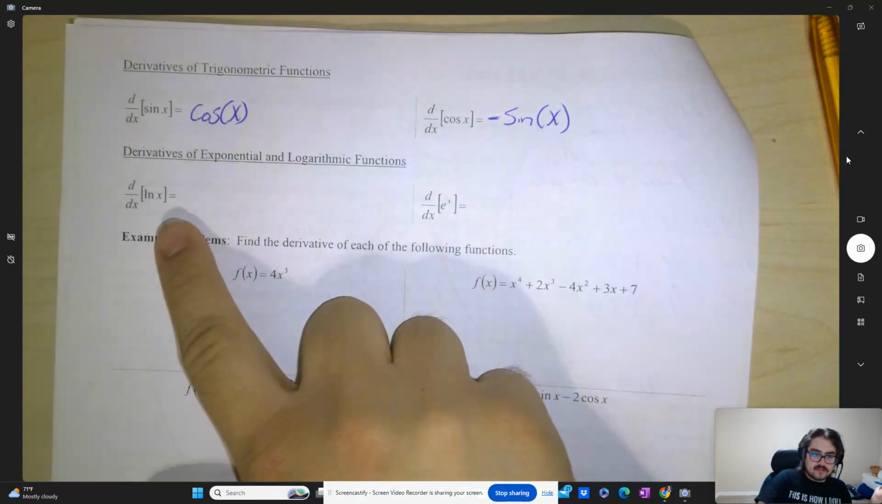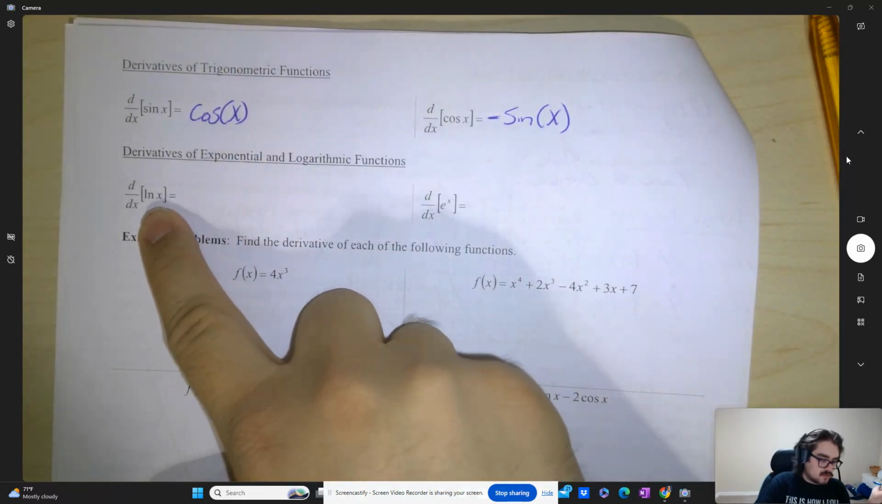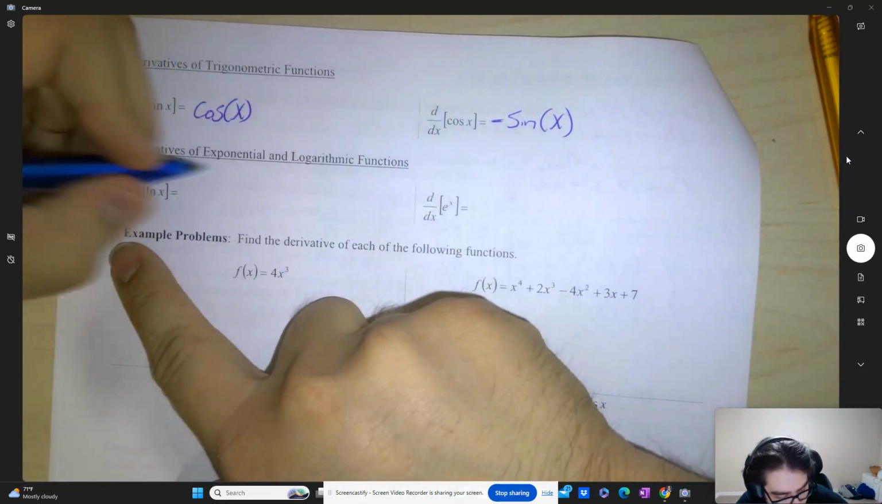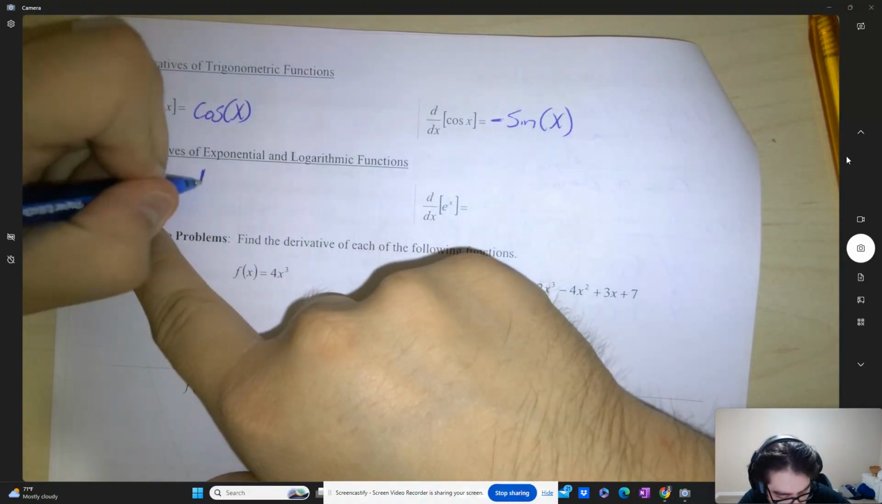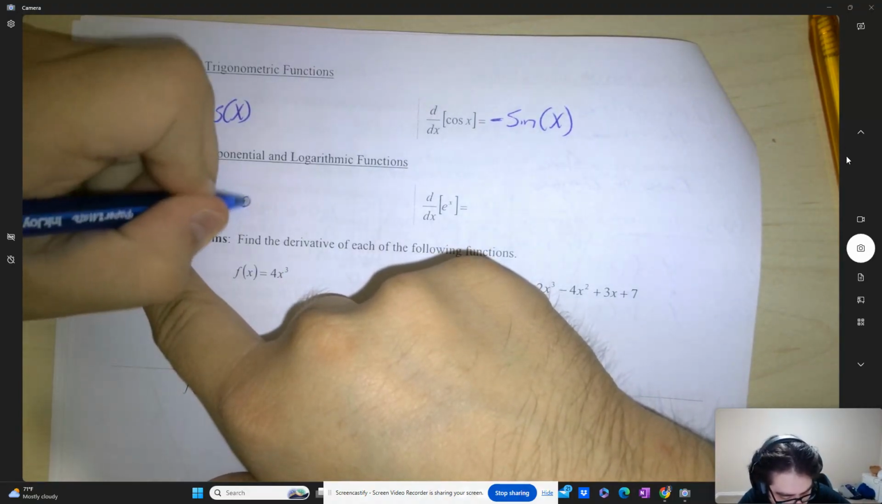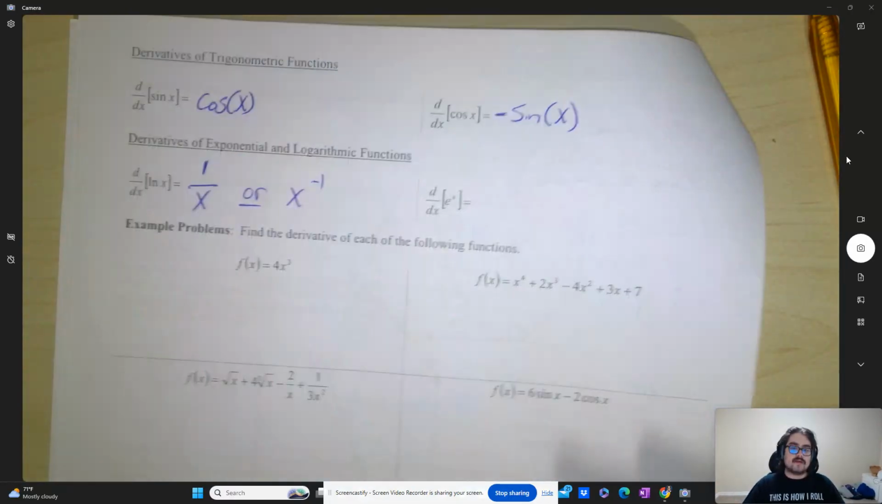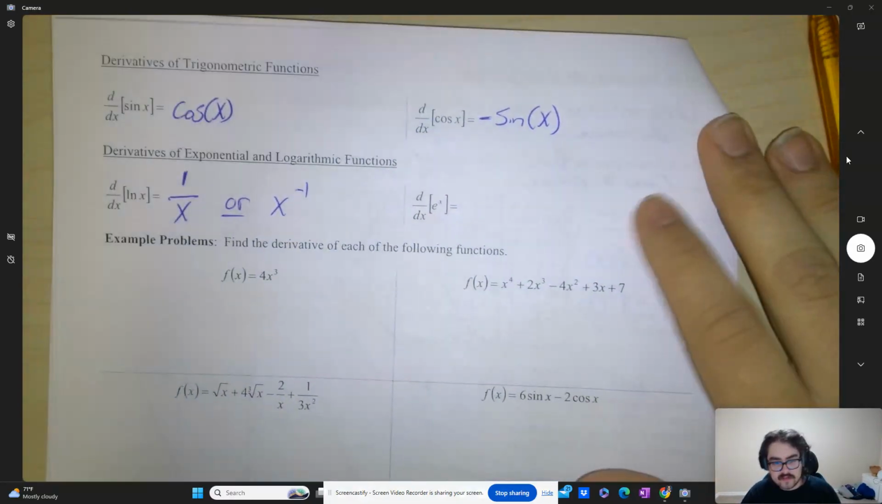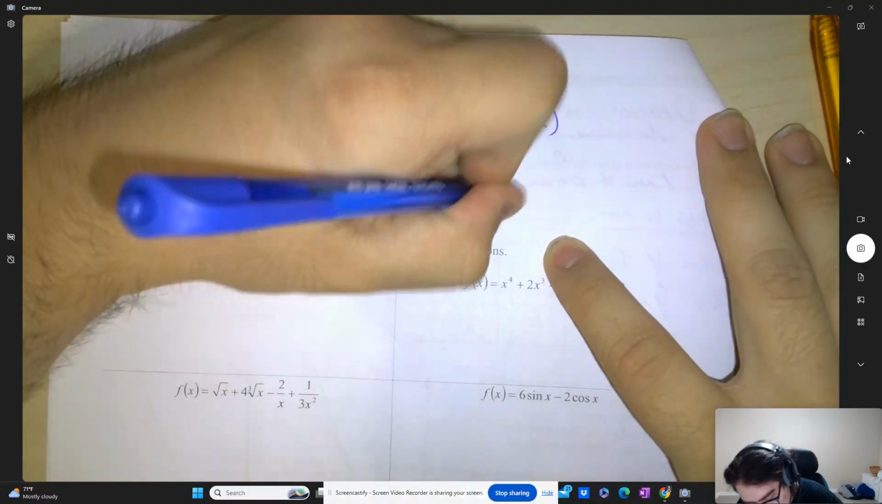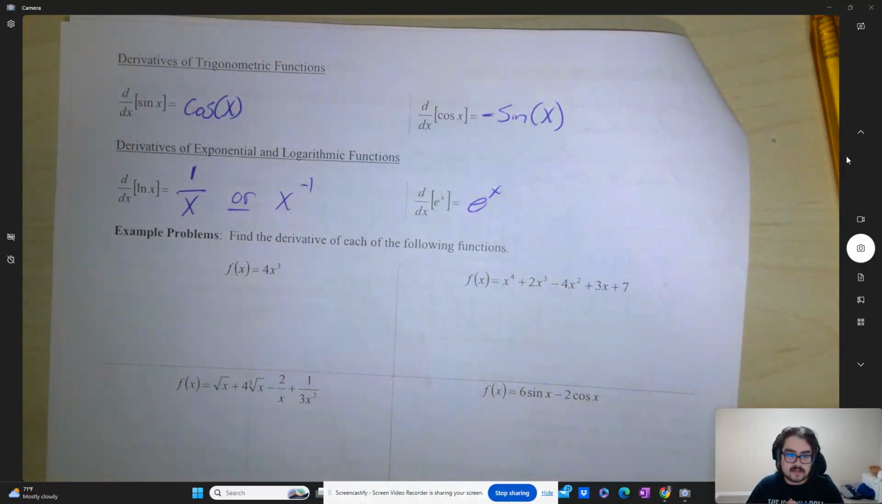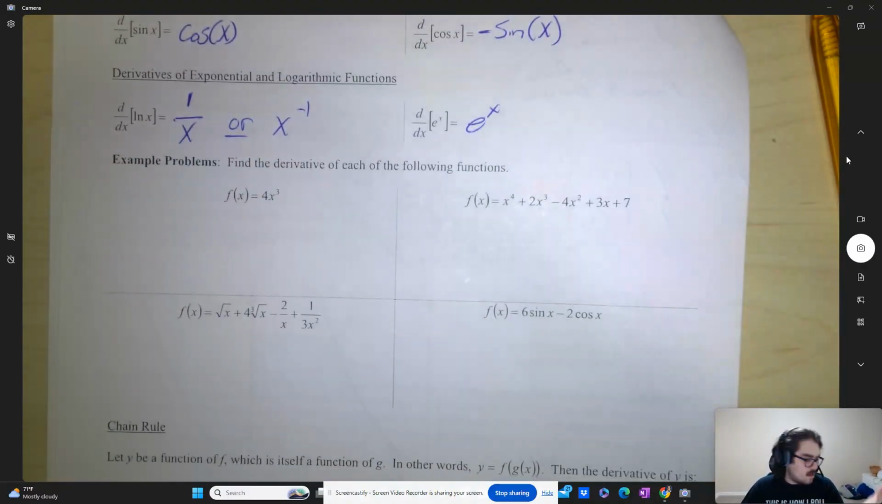For the exponential and logarithmic functions, if you have a natural log, the derivative of natural log of x is simply 1 over x, or you can also say x to the negative first power, because that's the same thing. Those are equivalent. And then the derivative of e to the x is simply just e to the x. Okay, nothing too crazy. Okay, let's find the derivative.